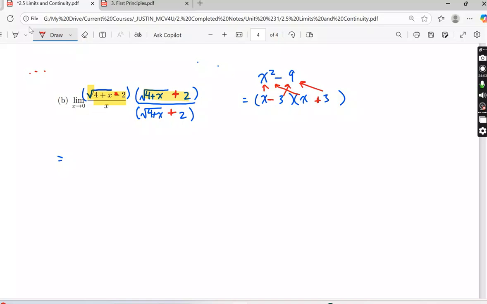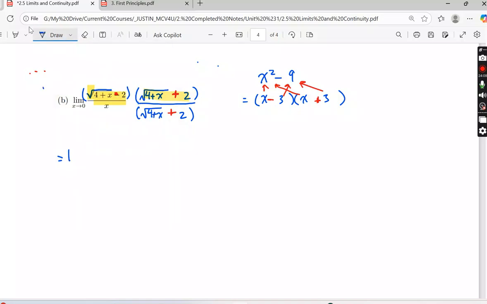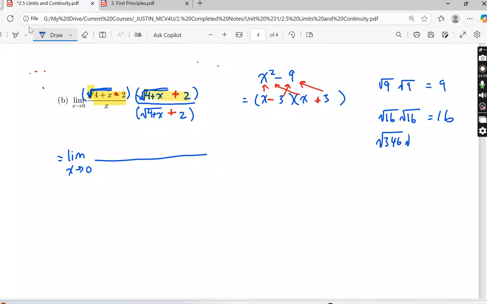So in this case, I'm going to get the limit as x approaches 0, and in the numerator I end up with, now if you multiply a square root by a square root, you get whatever's in the square root. Again, as an example, square root of 9 times square root of 9 is going to give you 9. Square root of 16 times square root of 16 will give you 16. Square root of 346 times square root of 346 will give you 346. If you don't believe me for these three, just type them in your calculator and you'll see.